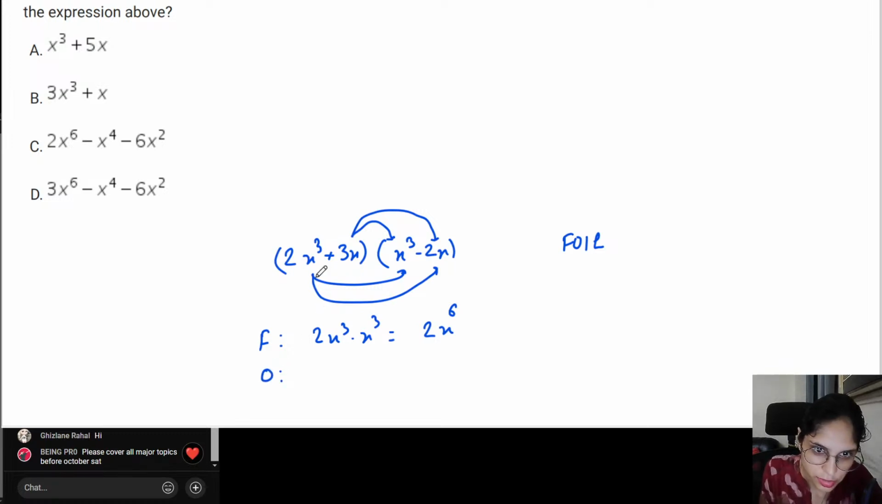Now you're multiplying the outers together. This is your F, this is your O, this is your I, and this is your L. Outers, so 2x cubed times negative 2x. This is not subtraction, this is a dot, that means multiplication. So this is going to be negative 4x to the 4th. 3 plus 1 is 4.